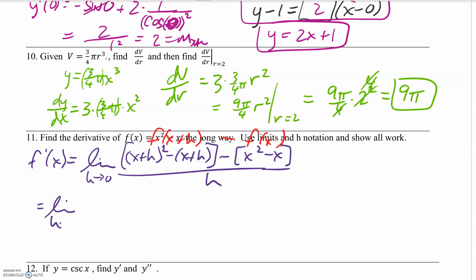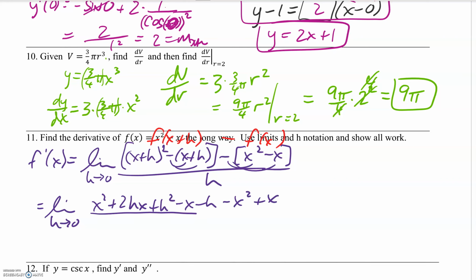So keep the limit going. Nice notation is always important. Then we've got to FOIL this out. x squared plus 2hx plus h squared. We're going to distribute this negative, minus x minus h. Go ahead and distribute that negative, and we should see some nice cancellations on top. So let's go through our cancellations here. x squareds are gone because they're opposite signs. x's are gone because they're opposite signs. The leftover stuff, this, and this.